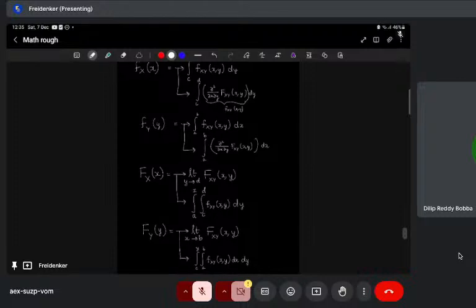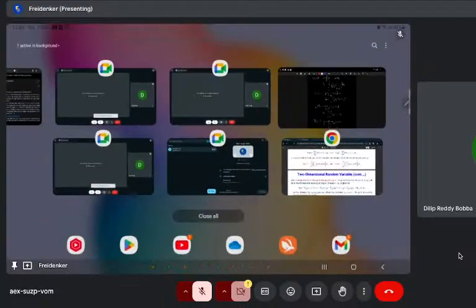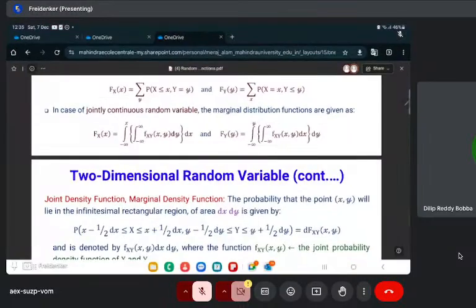For the discrete case, there will be summations. There's nothing to remember other than the fact that if you differentiate the CDF, you get the PDF, and if you integrate the PDF, you get the CDF. But here the integration and differentiation we're doing two times, because we have two variables.